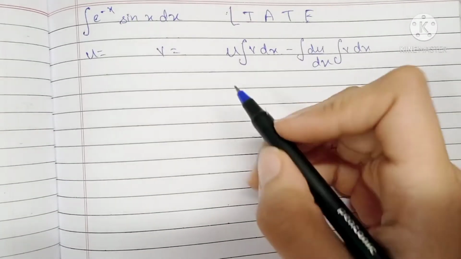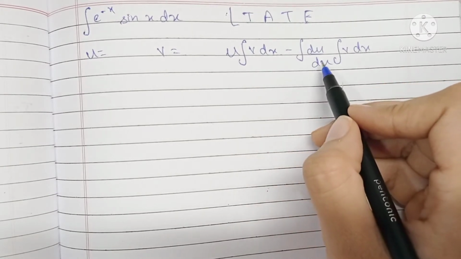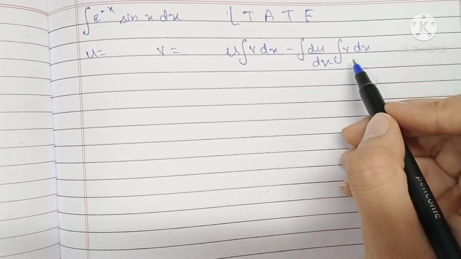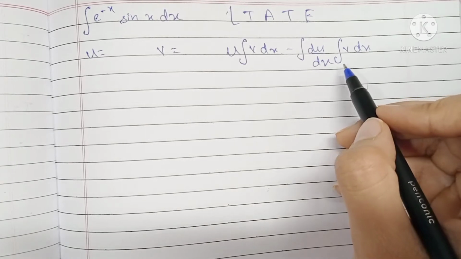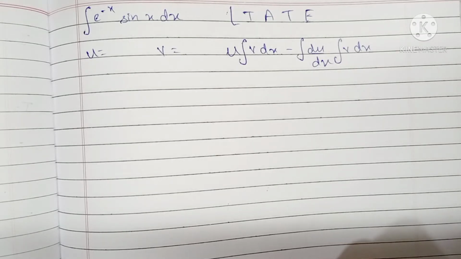So the by parts formula is u into the integration of v minus the integration of differentiation of u into the integration of v dx. I won't be going too deep into the process of using this formula. I'll just link my video where I've explained it so you can check it out if you don't know.